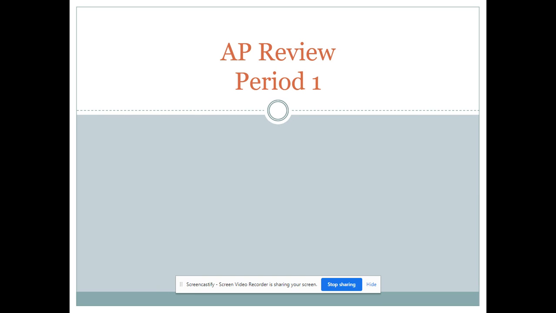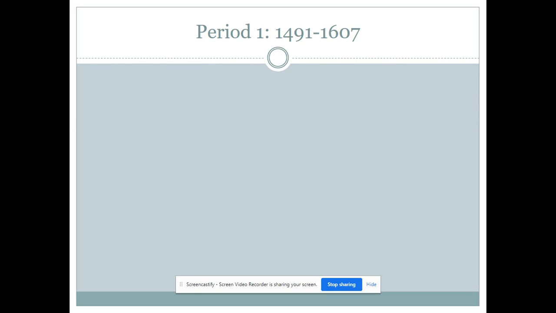Period one is by far the... I'm catching myself, I almost said least essential. That's not true, but it's kind of the one you'll be least accountable for. So this one will be a little briefer. Period one is from 1491 to 1607. That is a really long stretch of time, but it's also a very formative time.